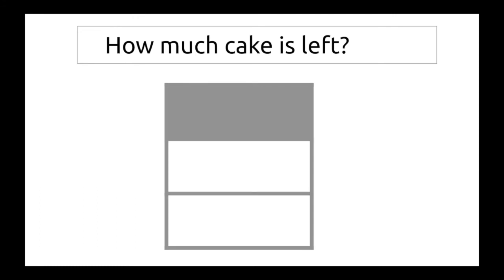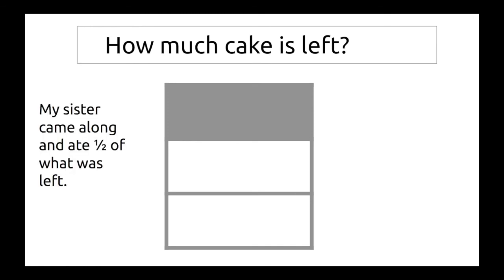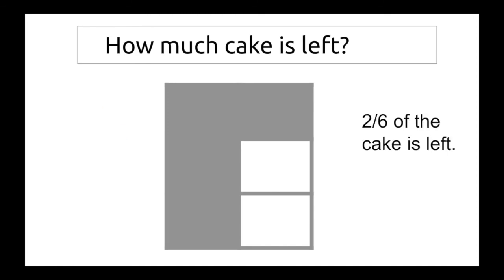Okay, so our picture looks something like this. My brother ate 1/3 of the cake, so it's divided into thirds, and 1/3 is colored gray to show it's gone. Next, my sister comes along and eats half of what was left. So I'm going to make a new line to divide that in half, and I'm going to shade 2 out of those 4 blocks gray to show that the cake is gone. So my final picture will look like this.